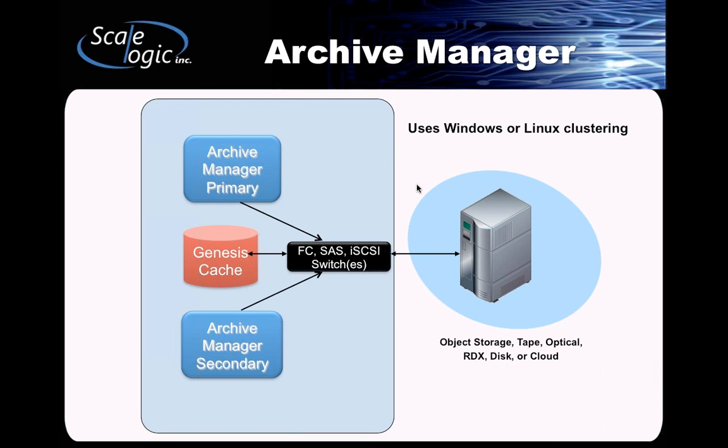Here's what a basic archive would look like. We would use that Windows server. We would decide if it's going to be Fibre Channel, SAS, or iSCSI connected up into a device. That device could be a tape library, an optical library, object storage, or the RDX technology. We don't really have limitations on what's supported on the back end. We support so many different types of devices. We put that cache in the middle. You've got an archive manager that's your primary, and you can build in a secondary as well for failover.